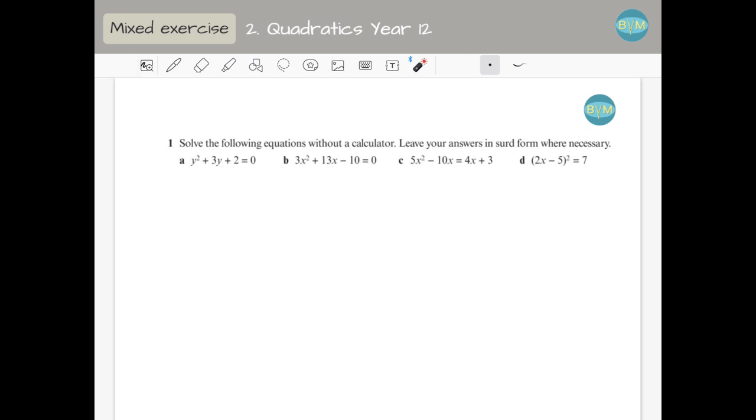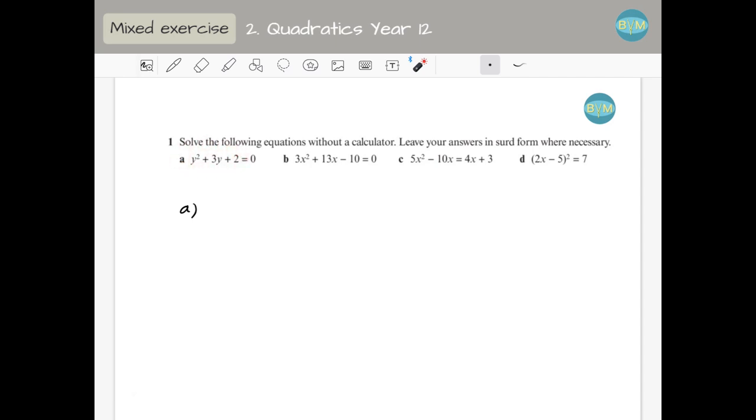Hello, this is question 1 on your mixed exercise 2 from year 12, and you have to solve the following equations without a calculator. They are all quadratic equations, so we are going to try to factorize them. That's our first option, and if we can't factorize them, we can use the quadratic formula. You can use the quadratic formula straight away if you want to, but sometimes it's faster to factorize.